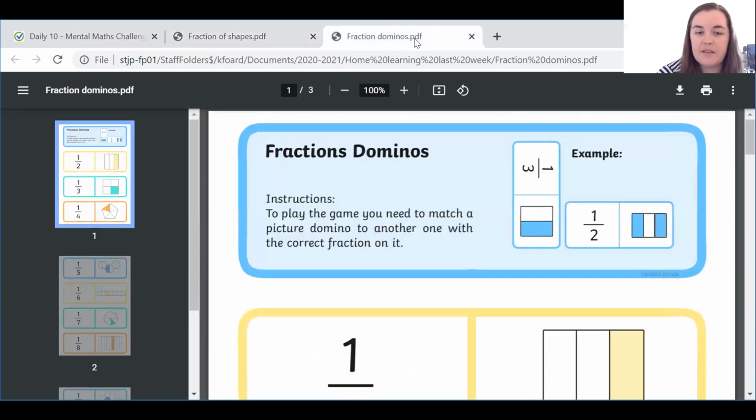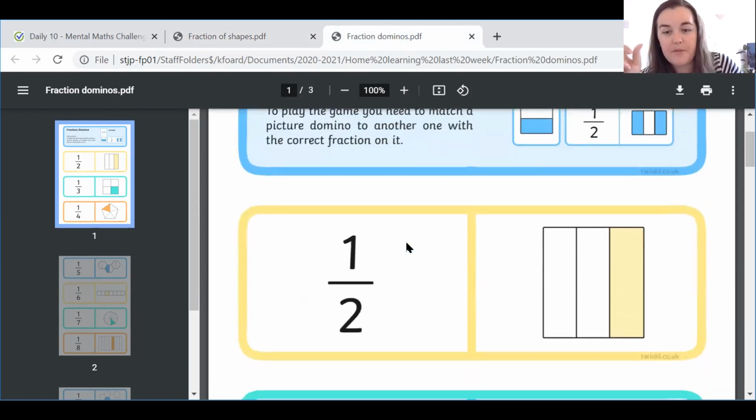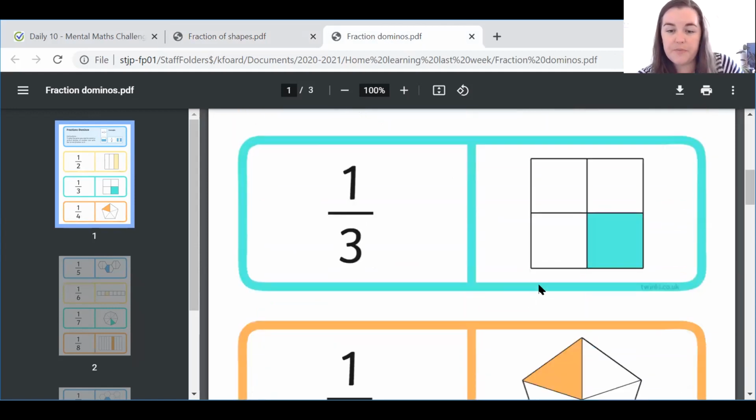And then there's also a dominoes game. So you can print this off if you've got a printer and play it. So the instructions are at the top there. If you don't have a printer, you could make your own matching domino activity. So you could write half on a piece of paper and then you could draw a half on another sheet.